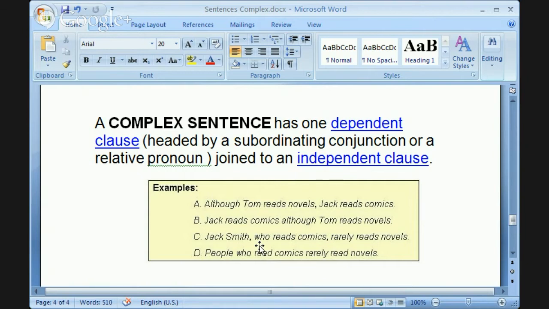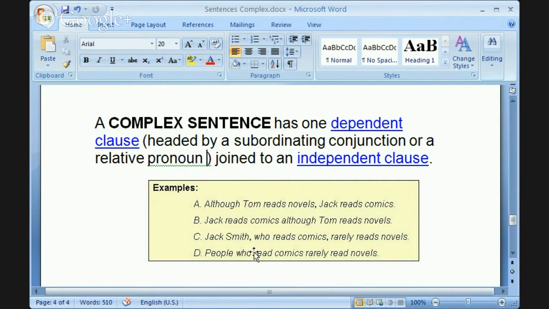Pronouns refer to something else which has already been stated. Most pronouns, he, she, it, they, we, refer to something that's already been stated. A relative pronoun also does that, but a relative pronoun refers back to Jack Smith. Jack Smith, who reads comics. Who is Jack Smith? He reads comics. He refers to Jack Smith. Who refers to Jack Smith. It is a type of pronoun called a relative pronoun.